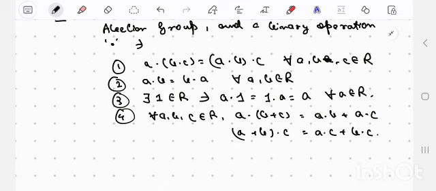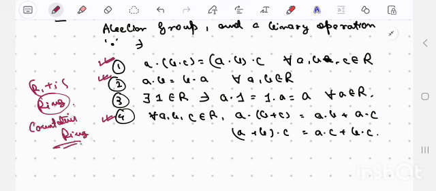Now just let me tell you something here. The fourth condition is always necessary to be satisfied. If in addition to the fourth condition, the first condition is satisfied, then we can say that (R, plus, dot) is just a ring. If in addition to 4 and 1, condition 2 is satisfied, then we say R is a commutative ring.